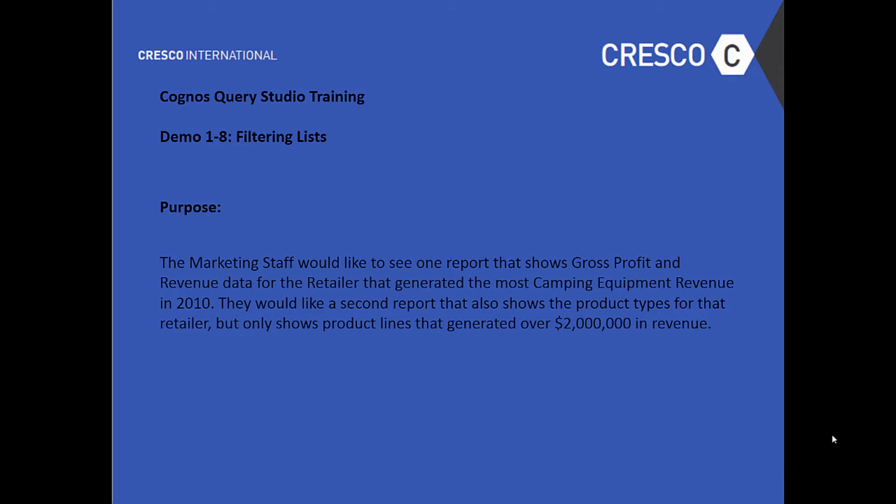Purpose: the marketing staff would like to see one report that shows gross profit and revenue data for retailers that generate the most camping equipment revenue in 2010. They would like a second report that also shows the product types for that retailer, but only shows product lines that generate over $2 million in revenue.